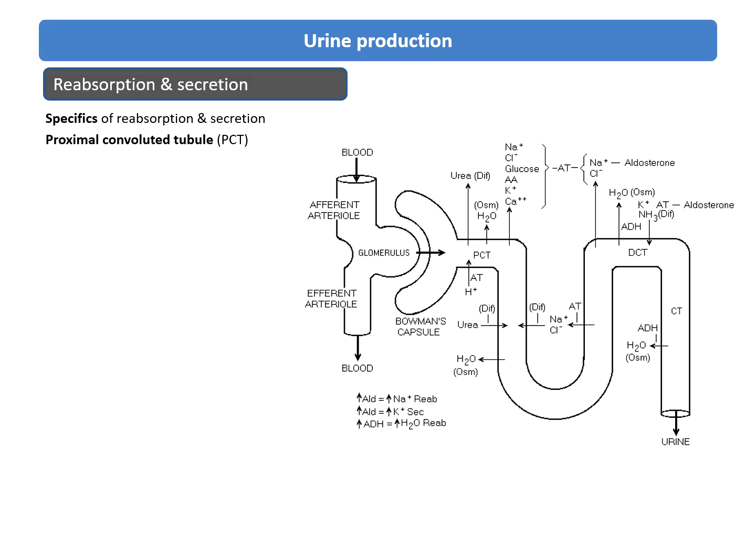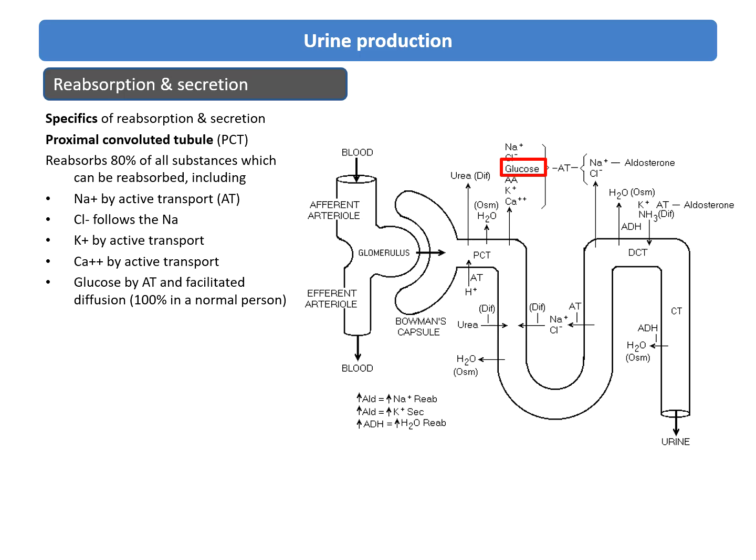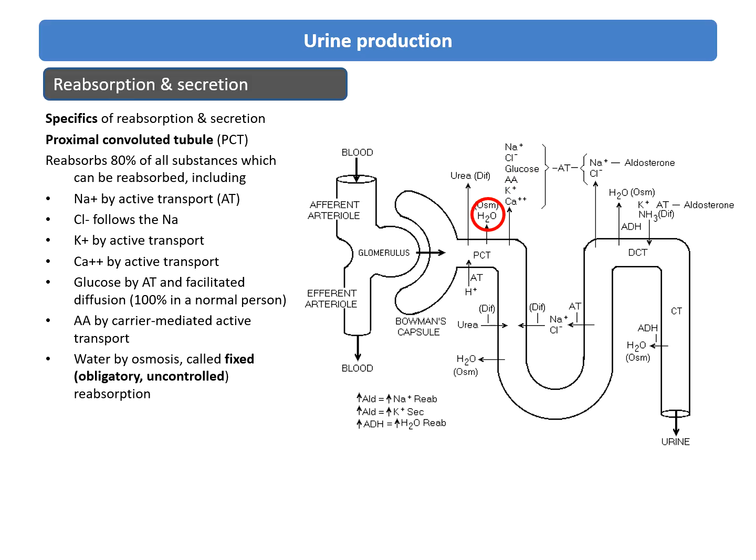Let's look at the proximal convoluted tubule. The proximal tubule reabsorbs 80% of all substances which can be reabsorbed, 80% of what has been filtered. This includes sodium by active transport. Chlorine follows the sodium. Potassium by active transport. Calcium by active transport. Glucose by active transport and facilitated diffusion. 100% would be absorbed in a normal person. Amino acids by carrier-mediated active transport.